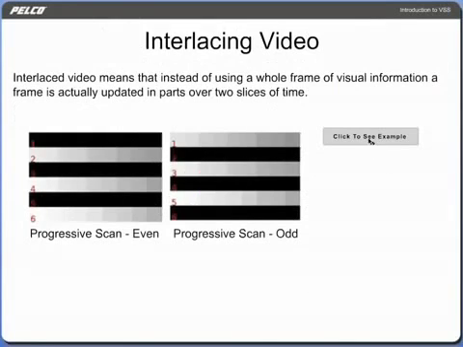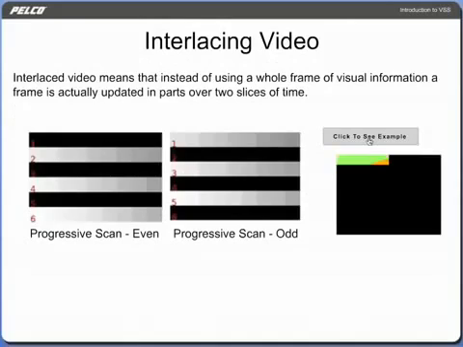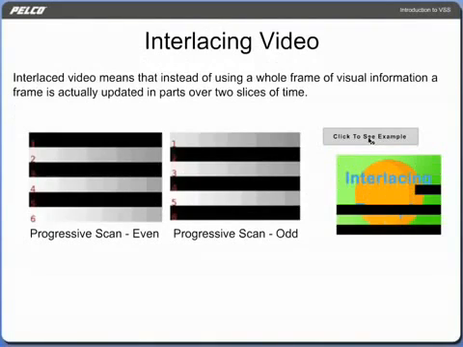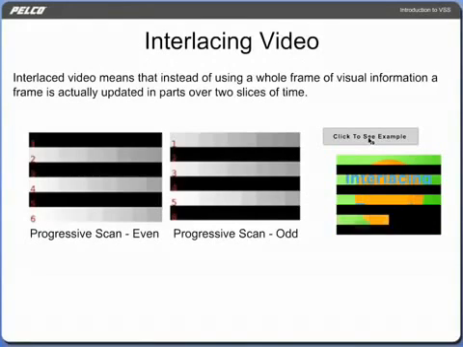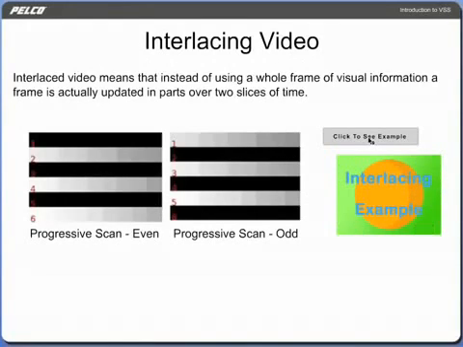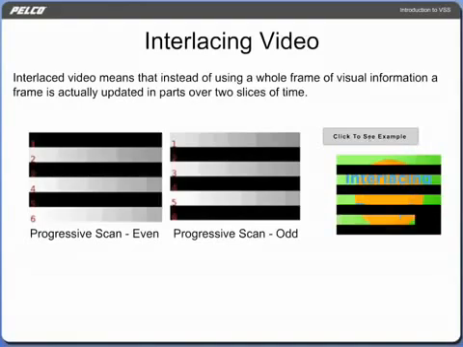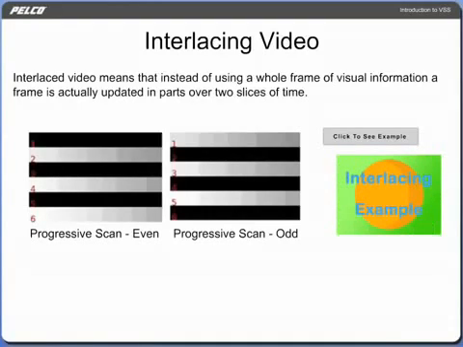Interlaced video means that instead of using a whole frame of video information and presenting these stills in rapid succession to simulate movement, a frame is actually updated in parts over 2 slices of time. The first slice draws the odd number scan lines, and then the next draws the evens. When displayed, we see both the even and odd lines at once, and don't realize that one set is slightly delayed by 1 slice of time from the other.